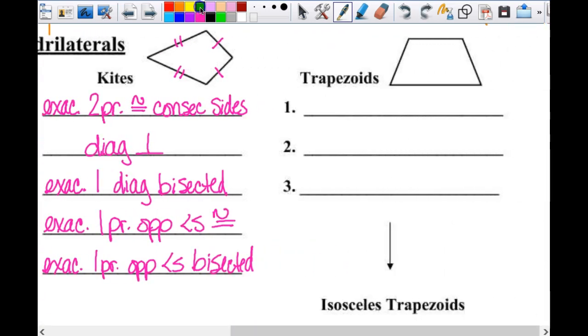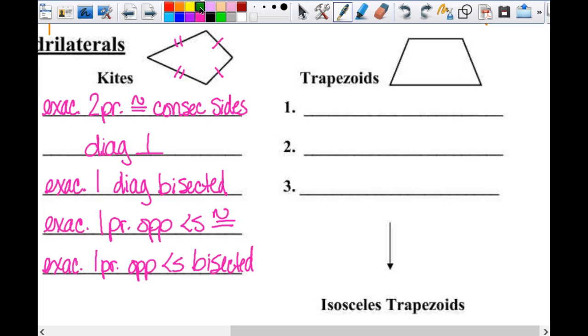All right, so then if you are a quadrilateral and you're not a parallelogram and you're not a kite, you could be a trapezoid. So what you got? All of them? Exactly one. Okay.